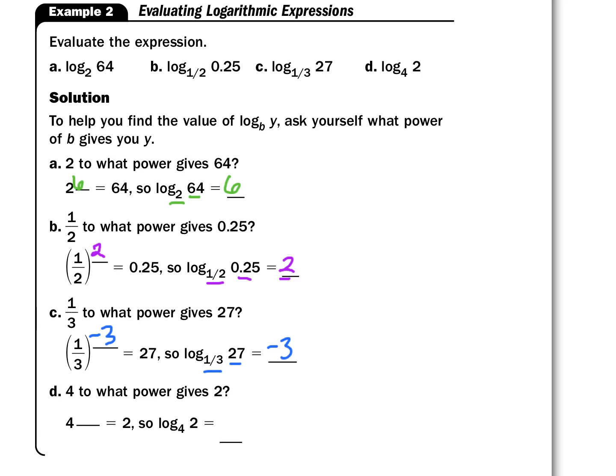Okay. And then finally, 4 to what power gives 2? Well, 2 is the square root of 4, and the other way that we can write square root is to the 1/2 power. Remember, in rational exponents, if we take a half power, that's the same as taking the square root. So if 4 to the 1/2 power is equal to 2, that means that log base 4 of 2 is equal to 1/2, because 4 to the 1/2 power is the square root of 4, which is equal to 2.